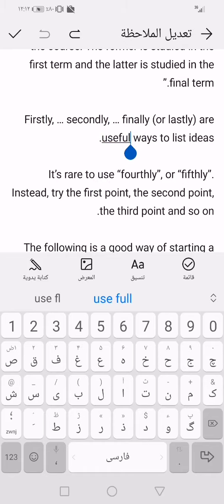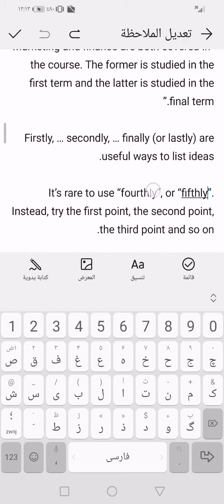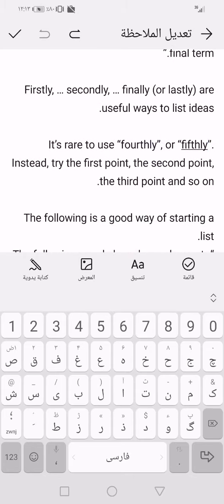طرق مفيدة لتسلسل الأفكار. It's rare to use fourthly or fifthly. نستخدم firstly, secondly, finally بس ما نستخدم fourthly, fifthly، يعني أولا، ثانيا، وثالثا أو أخيرا، أولا ثانيا وأخيرا. ما نقول بعد ثالثا رابعا وخامسا، أو احتمال نقول ثالثا بس ما نقول رابعا، لا، finally.